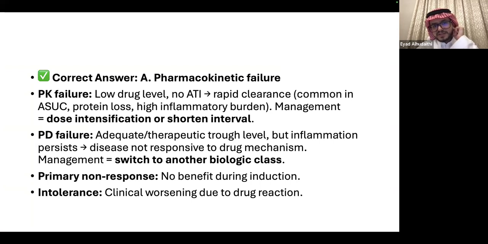It's because of rapid clearance. It's usually common in acute severe ulcerative colitis because there is a lot of circulating TNF alpha and high inflammatory burden. So when you give the anti-TNF, it will be sucked up by the major inflammation. So that's why they came with the concept of dose intensification and accelerated induction.